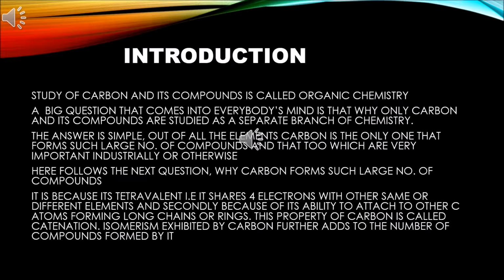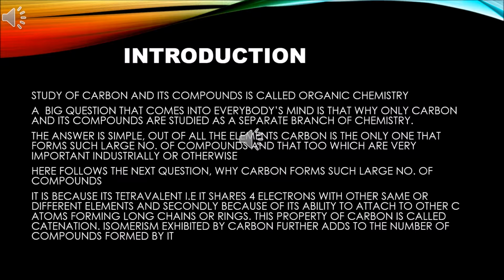The first being its tetravalency. The atomic number of carbon is 6, its configuration is 2,4. Carbon needs 4 more electrons to satisfy its valence. So, in order to do so, it combines with the atoms of other elements and hence results in the formation of such a large number of compounds. The second reason is the property of catenation which is exhibited by carbon. It is the property of self-combination of a carbon atom with other carbon atoms forming long straight chains, branched chains or ring compounds. The property of isomerism exhibited by carbon is yet another reason which results in the formation of such a large number of compounds.